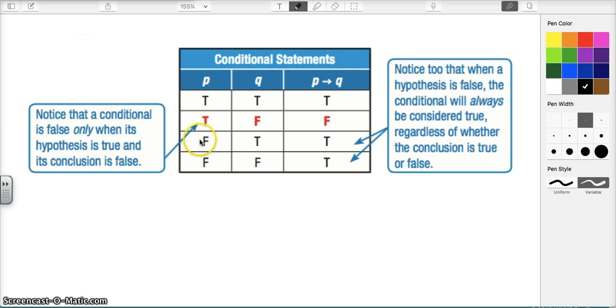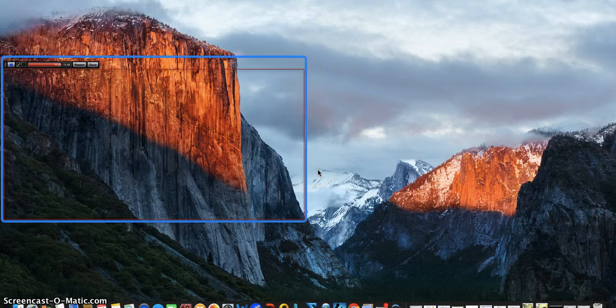Now here, check this out. The hypothesis can be false and the conclusion true, and still your overall statement is true. And here also, now this one's probably even more tricky. Your hypothesis can be false, and then your conclusion can be false, and your statement can therefore be true. Let's see if we can see some examples that'll help us feel more confident about this.